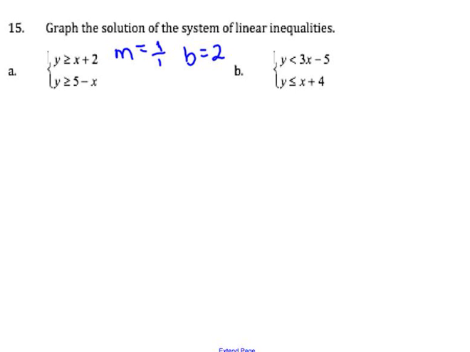For the second one, oops, I said they were in slope-intercept form, and actually the second one here is not in slope-intercept form. So that's the first thing I'm going to do. I'm going to change it to slope-intercept form, which would be negative x plus 5. So now my slope is negative 1 over 1. Again, that's a rise and a run, so I put it in fraction form. And my y-intercept is 5.